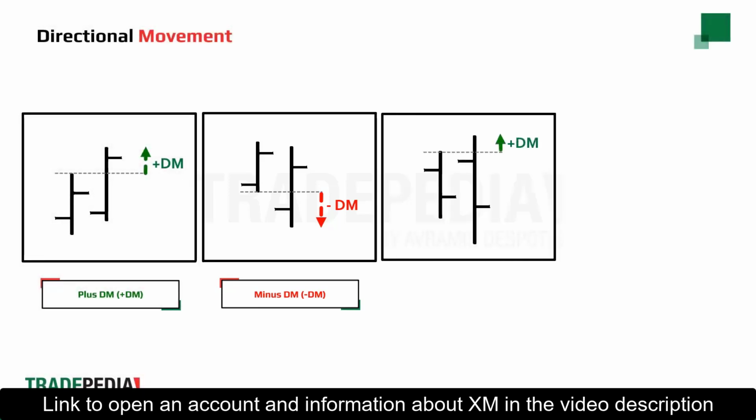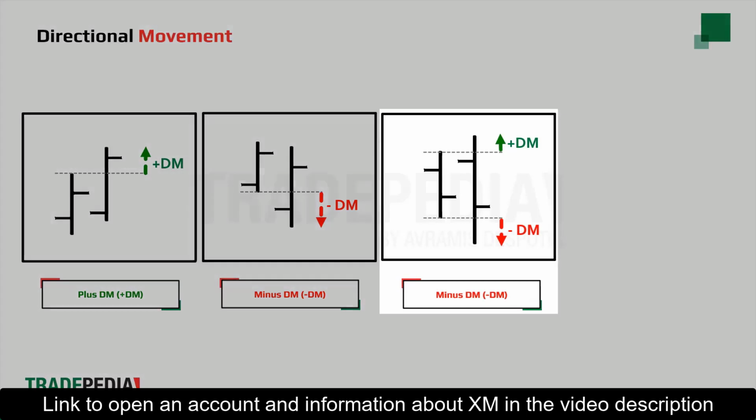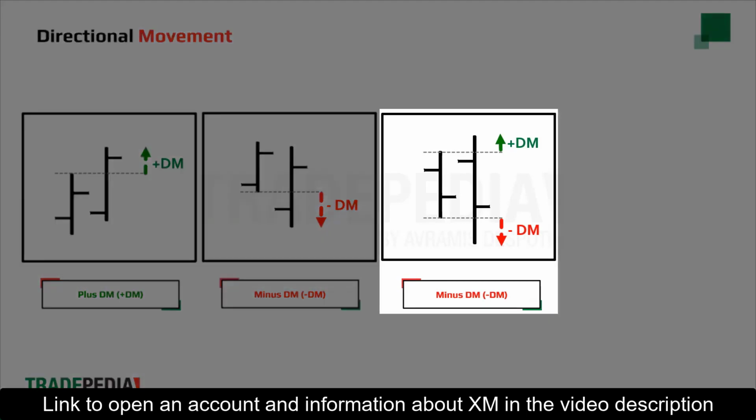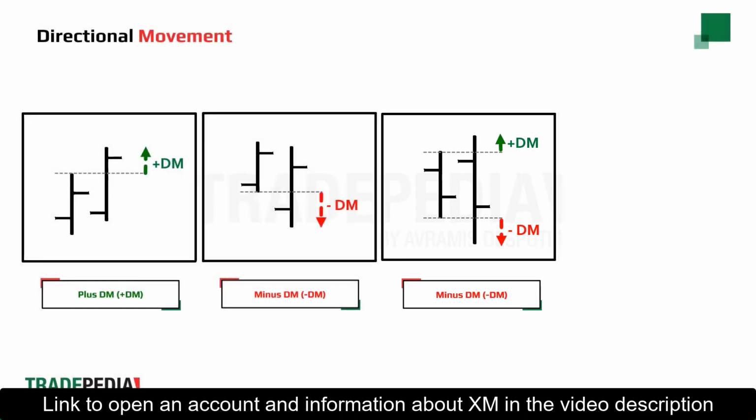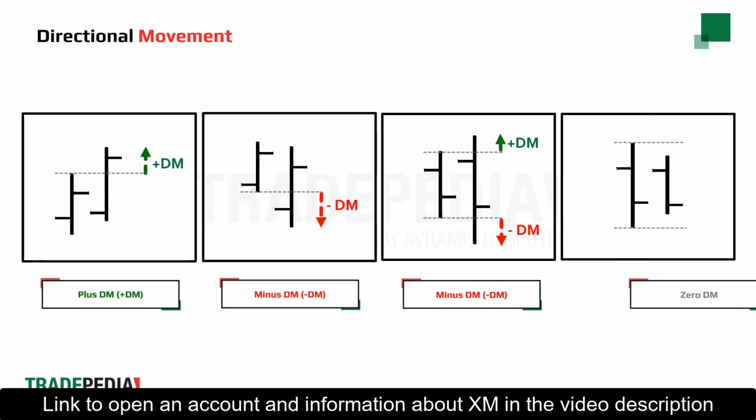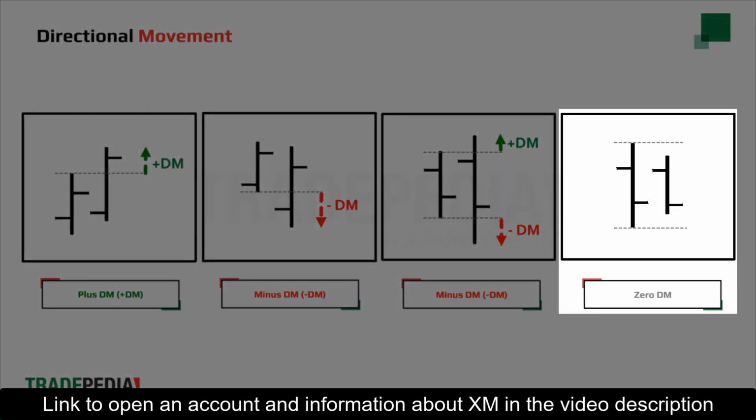In the case that the daily range goes both above and below the previous day's range, only the direction with the greater movement is measured as directional movement. In this example, minus directional movement. And when the trading range is within the trading range of the previous day, there is no directional movement.